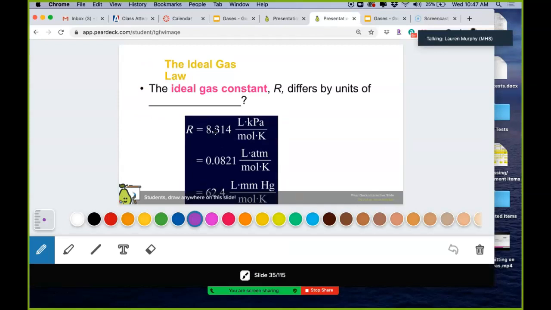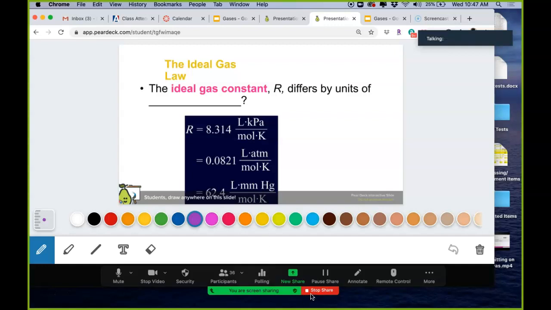If you look at them, here's the kilopascal one, 8.314, this is the abbreviated 0.0821, and this is 62.4. What is the unit that is different in all of them? There's one unit that changes in every single one of them. The pressure. Beautiful. Thank you.